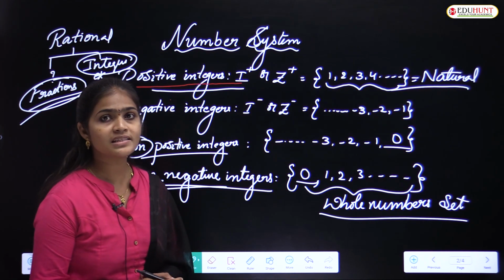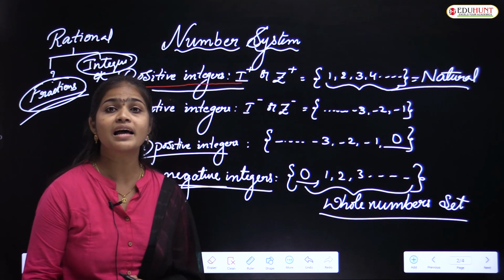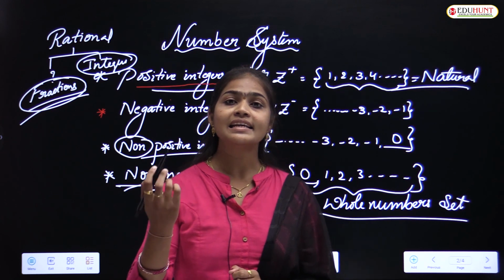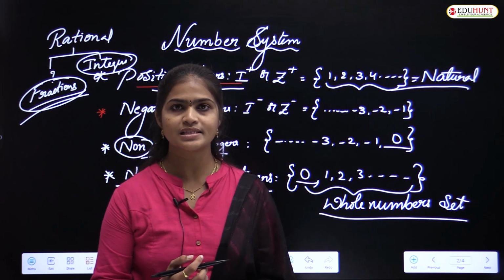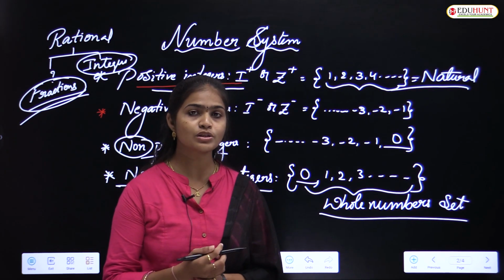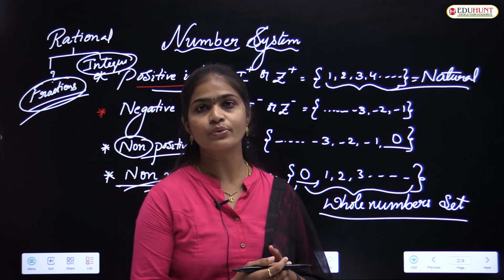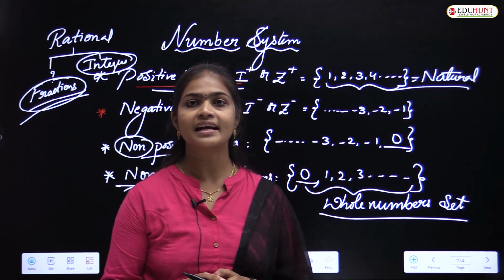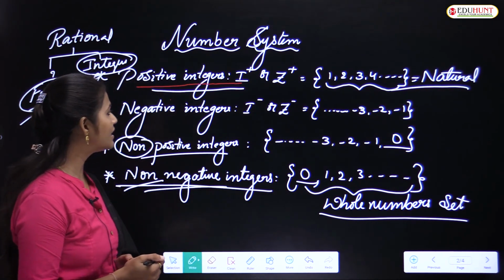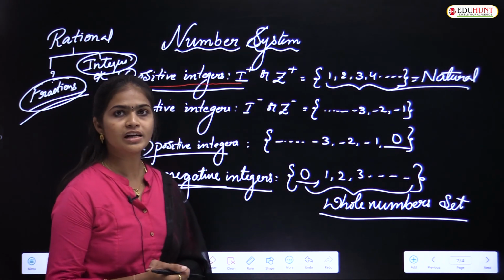Which one is the smallest negative integer? The smallest negative integer does not exist. The greatest negative integer is -1. The smallest positive natural number, or positive integer, is 1, and the greatest one is infinite or does not exist. After this, we will discuss fractions.